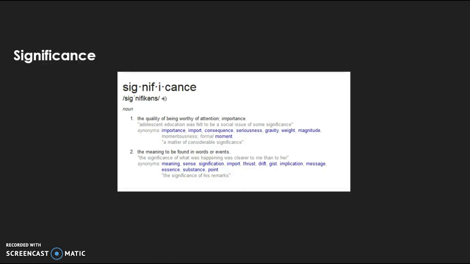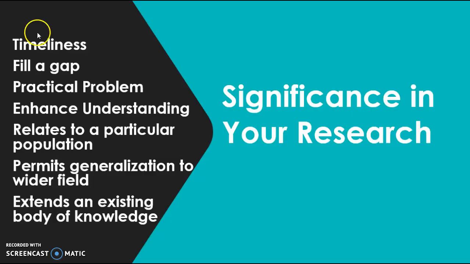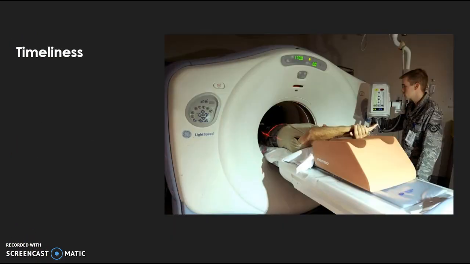First, significance is all about being worthy of attention. So why is your topic of your research paper worthy of attention? We're going to see that it's one or more of these 7 items. For example, is your topic something that is timely and critical to get done, such as this patient immediately needing some assistance?